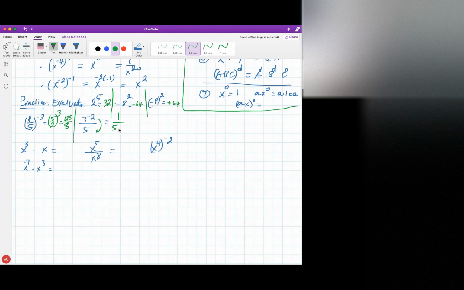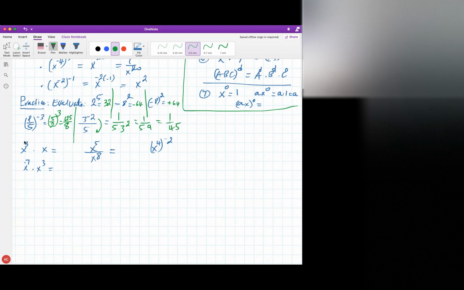This stays here. Only move this one because it has a negative power. The power becomes positive. Then you simplify. It's going to be 1 over 45. That's right. It's going to be 5 times 9, which is 1 over 45.